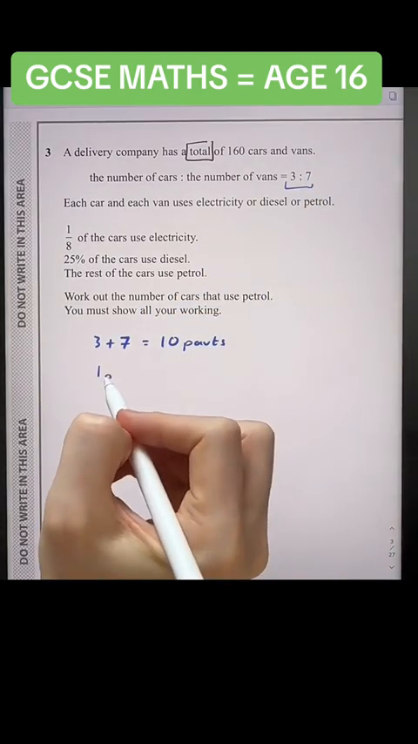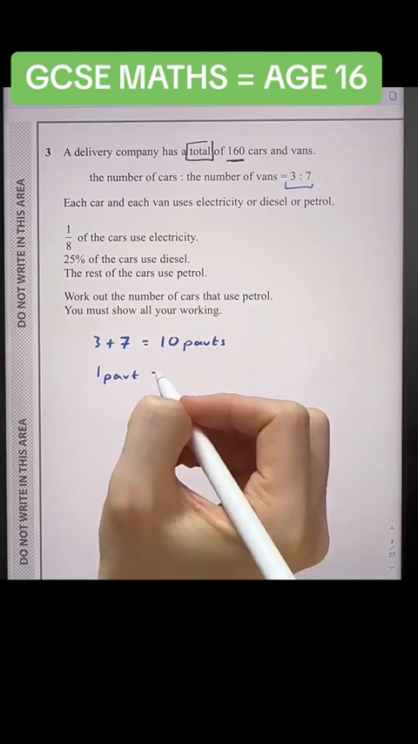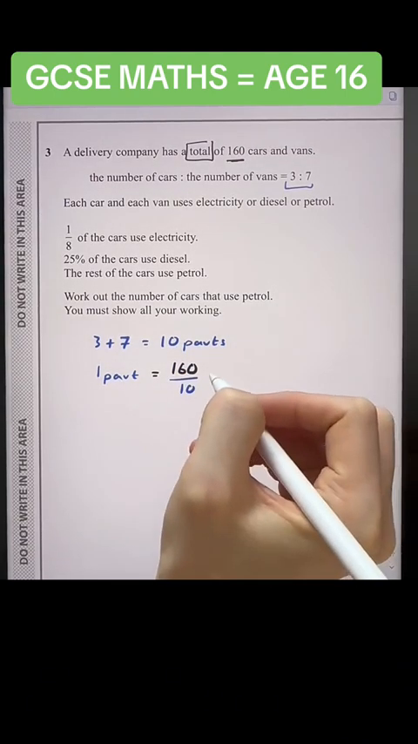Therefore, to work out one part, I divide the total number of vehicles, which in this case we know is 160, by the number of parts, which in this case is 10. And 160 divided by 10 gives us 16.